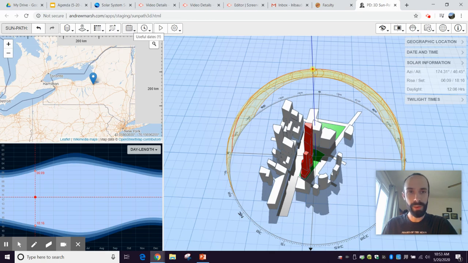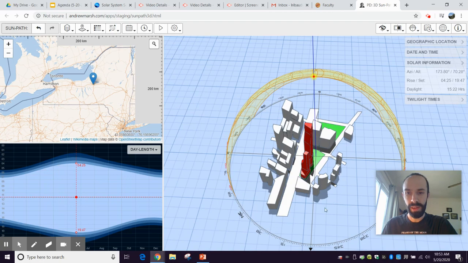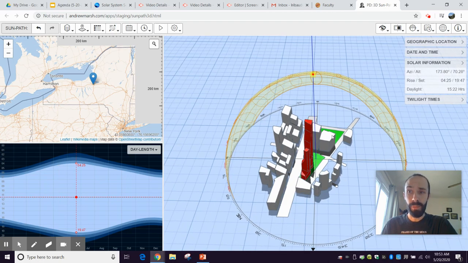Okay, so when do we have the shortest shadow? It's on the summer solstice, and it's pointing directly to the north at noon. Okay, so play around with the simulators, and hopefully this will help you become acquainted with the path of the sun across the sky.